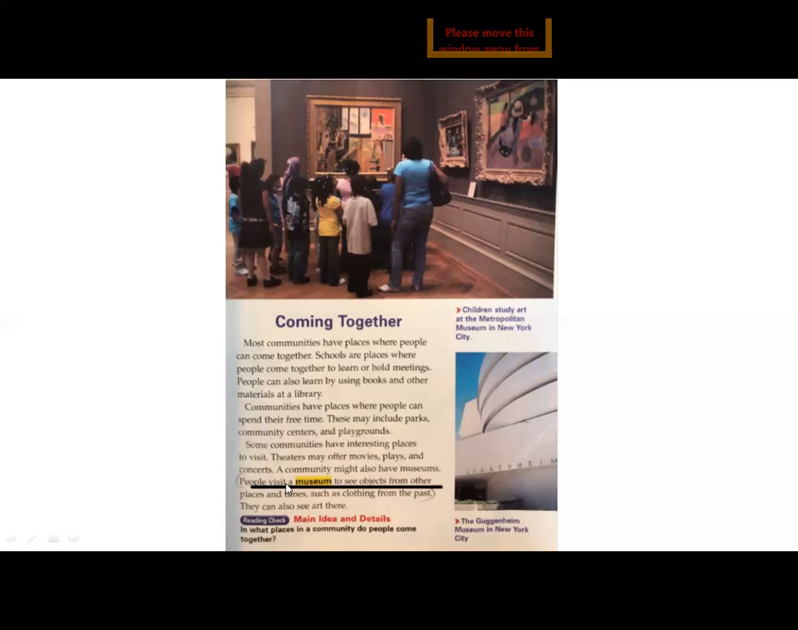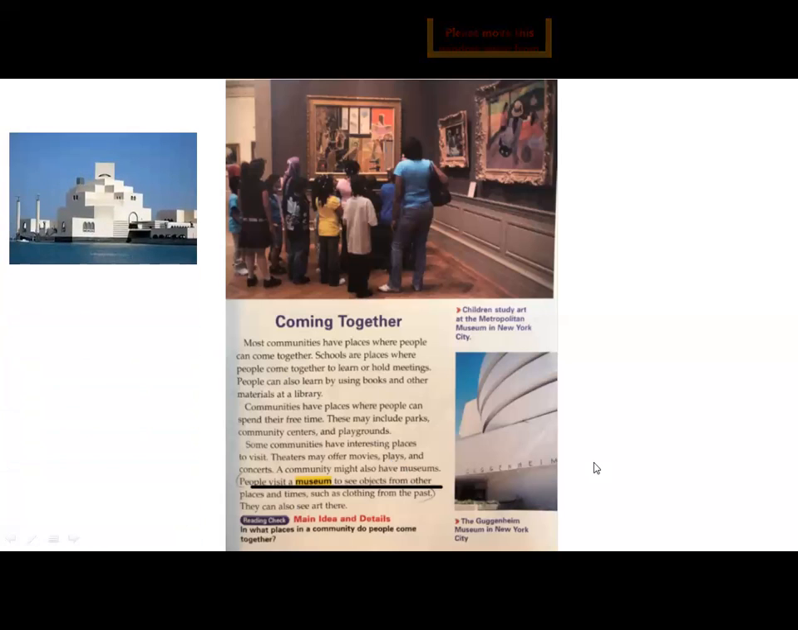I'm going to read this one because it is the definition of a museum. So you can always pause. Please read this. All right, people visit a museum to see objects from other places and times, such as clothing from the past. They can also see art here. So the main idea of this paragraph is, in what places in a community do people come together? So schools, museums, libraries, playgrounds, community centers, etc., parks as well.